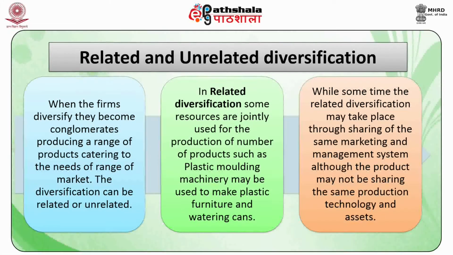In case of related diversification, some resources are jointly used for the production of a number of products, such as plastic molding machinery that may be used to make plastic furniture and watering cans. While sometimes related diversification may take place through sharing of the same marketing and management system, although the products may not be sharing the same production technology and assets.